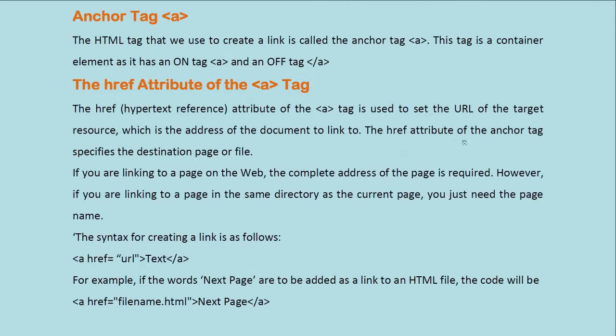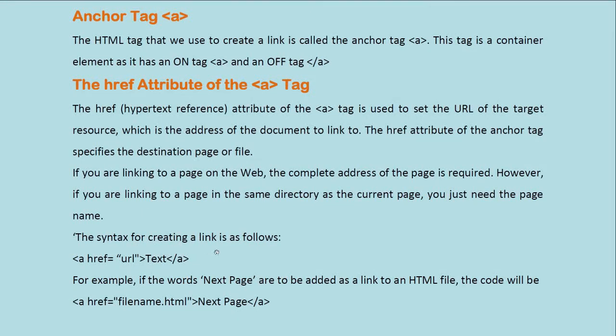The href attribute of the anchor tag specifies the destination page or file. If you are linking to a different page on the web, the complete address of the page is required. However, if you are linking to a page in the same directory as the current page, you just need the page name only. That means if it is in the same folder, then you only need to know the name of the file.